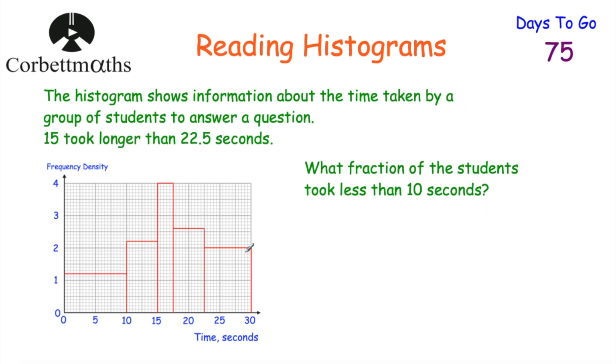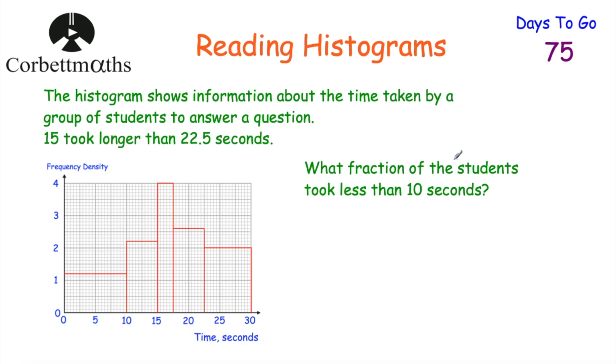So this time we've been given a histogram, and it shows information about the time taken by a group of students to answer a question. So they're given a question, and this shows information about how long it takes them. And we're told that 15 students took longer than 22.5 seconds. Let's just check that. We've got this bar here, it's 22.5 seconds. So from 22.5 to 30, it's got a class width of 7.5. Its frequency density is 2, and 7.5 times 2 is 15, so that would be 15 students.